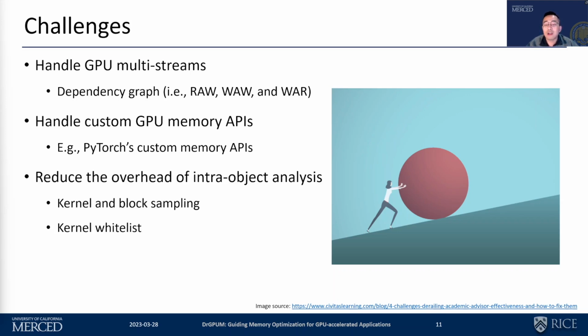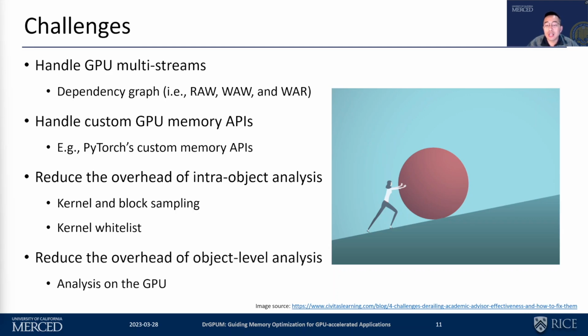To reduce the profiling overhead, we add kernel and block sampling, as well as a kernel whitelist for intra-object analysis. Kernel and block sampling is based on the similar behaviors across different instances of the same GPU kernel. The whitelist enables developers to monitor the kernels that they are interested in. We move the analysis from CPU to GPU to accelerate object-level analysis.